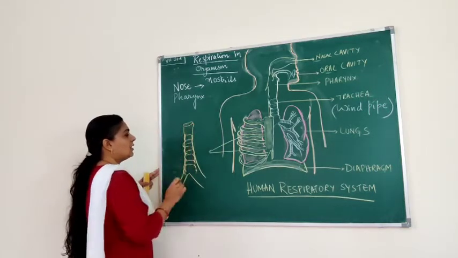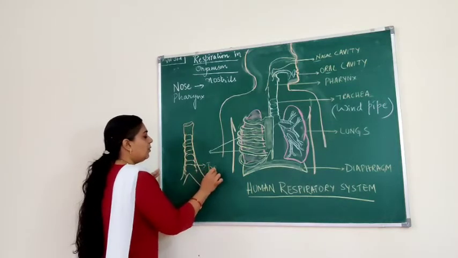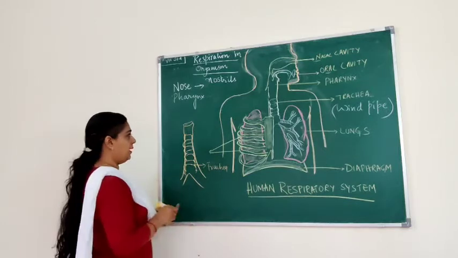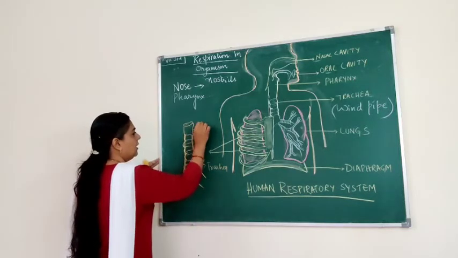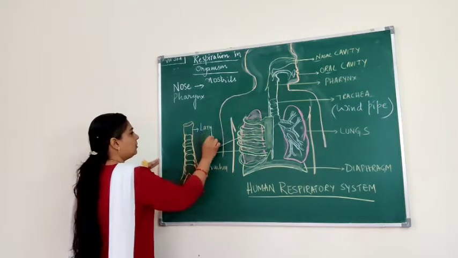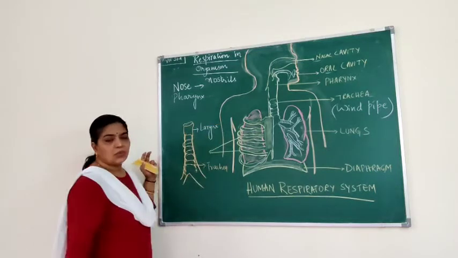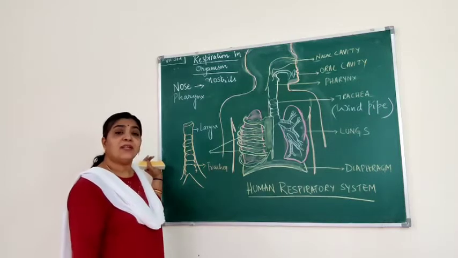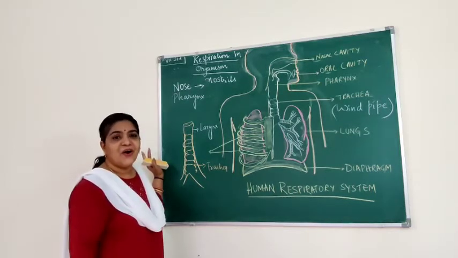There is one more structure which is present above the trachea. What is trachea? Trachea is the windpipe. Just above the trachea, there is one more structure present. This structure is called larynx. What is larynx? Larynx is our voice box.